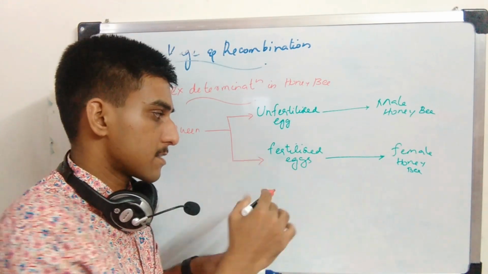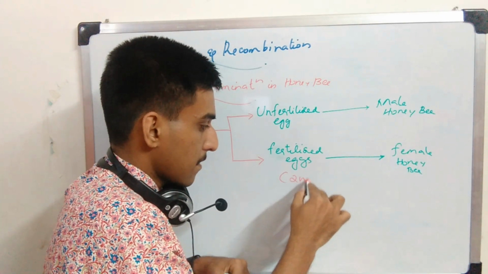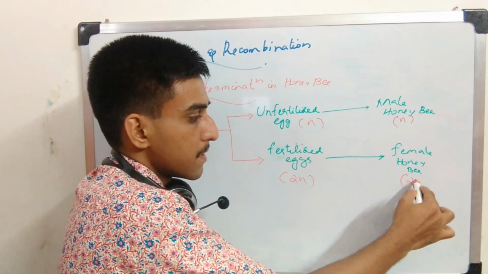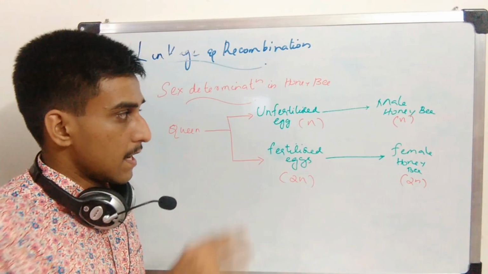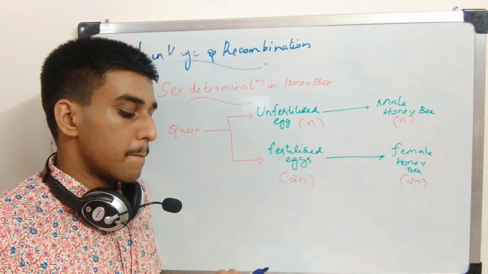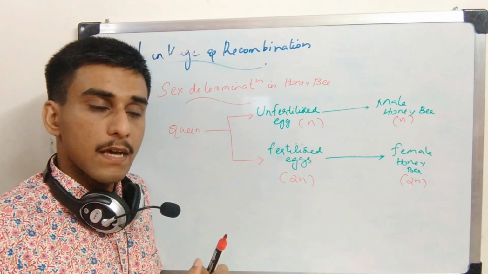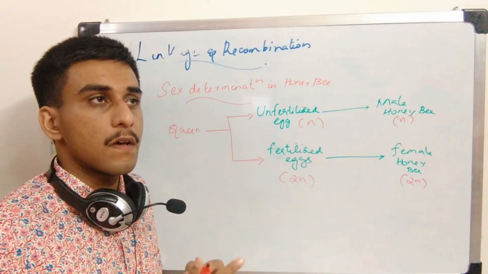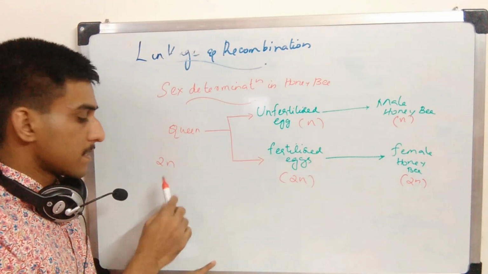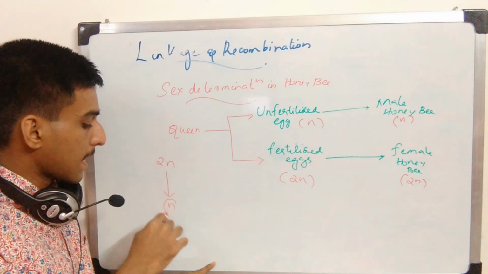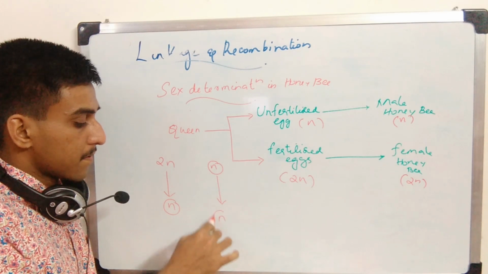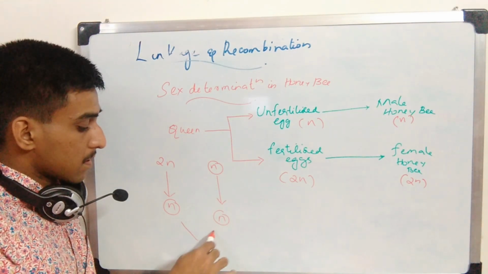So here fertilization occurs, so the condition will be 2n. Here no fertilization, so n. So males will be n and females will be 2n. That means males produce their sperm by the process of mitosis, but females produce their eggs by the process of meiosis. Females are diploid, so during gametogenesis they will form n. Males, by gametogenesis, can only form n. If the fusion occurs, then it will be 2n.